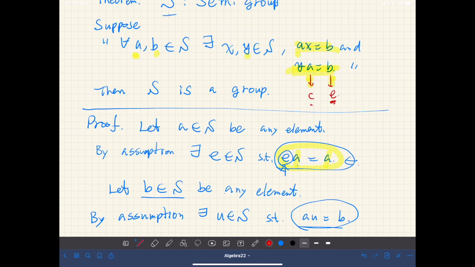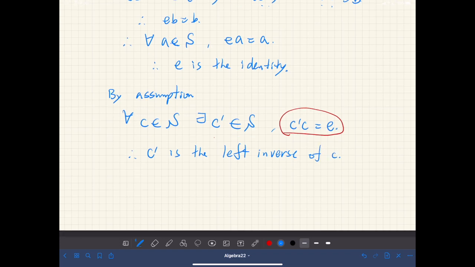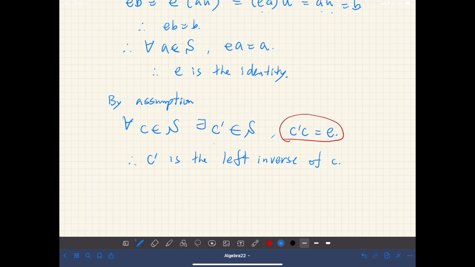So given these two elements, there exists some element Y. In this case, we call it C prime. So this is satisfied. So this means C prime is the left inverse of C. So this left inverse exists for any element. So this S satisfies all the axioms of a group. So therefore, S is a group.